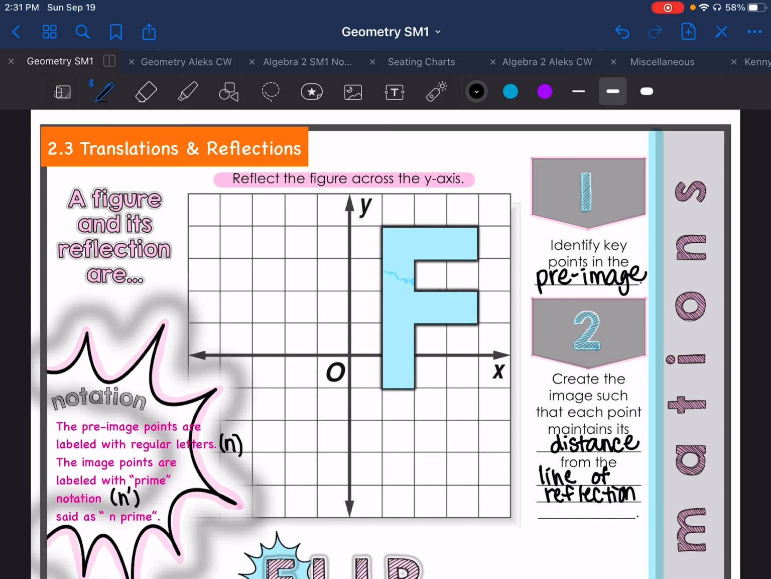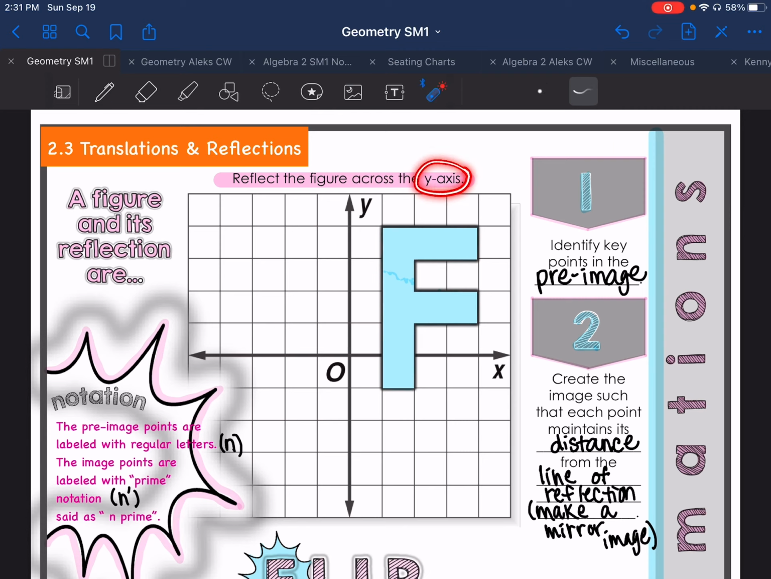It's basically going to make a mirror image. That's what we're going to do. So you could imagine this like you're looking in a mirror. All right, so let's take a look at this first example. It is the letter F, and we are going to reflect it across the y-axis.